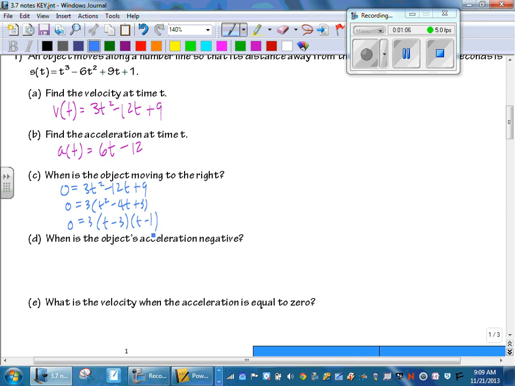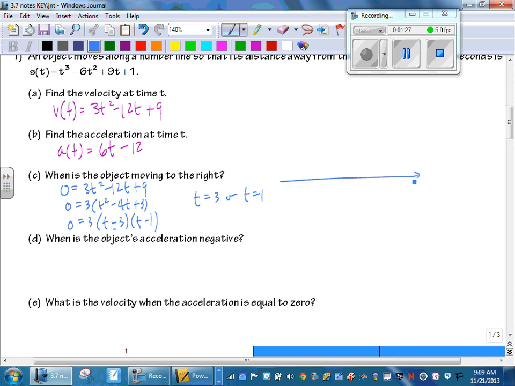Now, some of you have been making this mistake in the past. We can't set 3 equal to 0. It's not possible. There's no variable there. Some of you will say, oh, t has to equal 0 because of this factor. No, it can't. It can only equal 3. There's no variable. But these two give us two answers. We get t equals 3 or t equals 1.